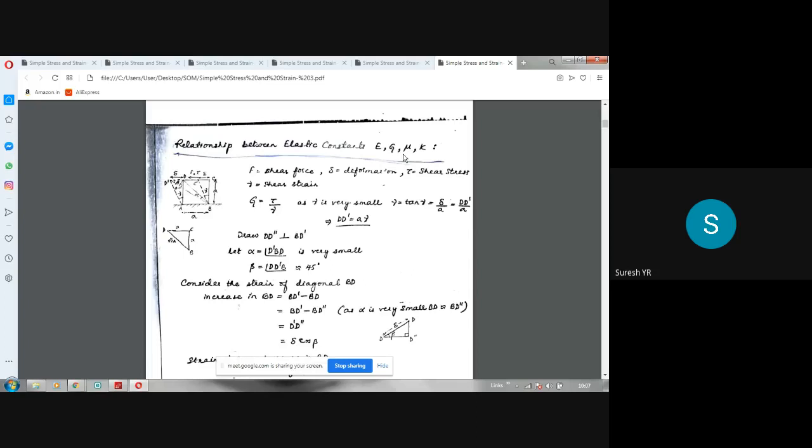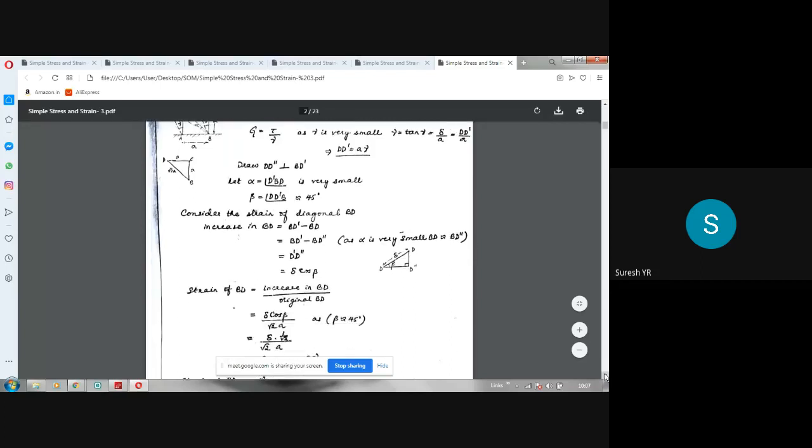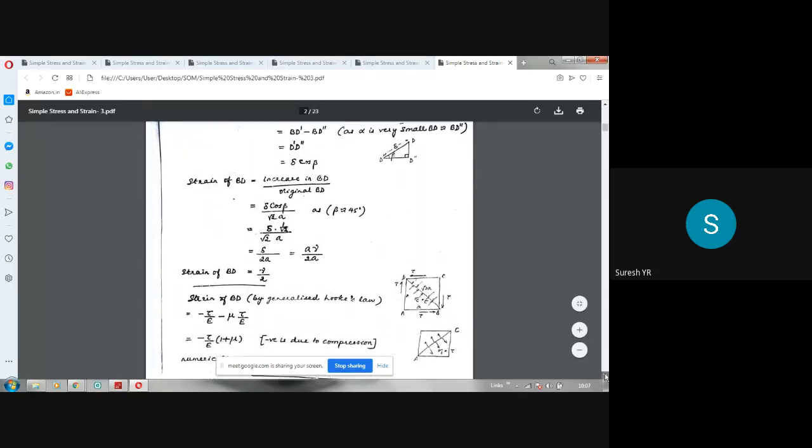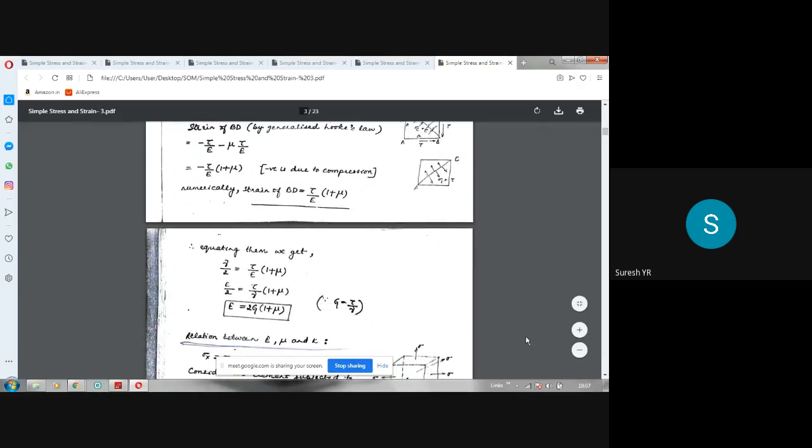Now you have to practice this derivation because some geometrical knowledge is required here. Some 4 or 5 steps are there. So first we will prove that E is equal to 2G into (1 plus mu). So this is the first relationship between the elastic constants. This equation gives the relationship between Young's modulus, shear modulus, and Poisson's ratio. So this we will see.